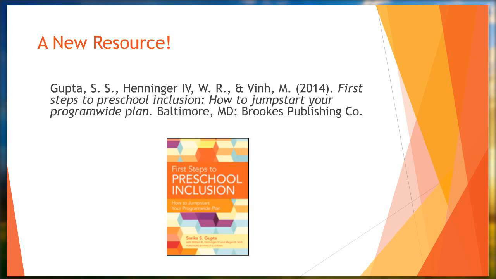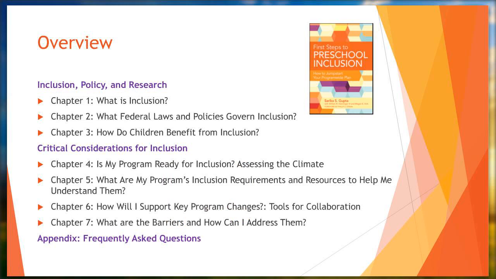So one way to do this is to use our book, First Steps to Preschool Inclusion. My colleagues Bill Henniger and Megan Vinn and I recognized the need for explicit guidance on what inclusion is, what it entails, and tips to ensure a successful startup effort. We organize the book by two sections: Inclusion Policy and Research, and Critical Considerations for Inclusion. The first section provides readers with the foundational knowledge to understand the what, the when, the why, and the how we include children with disabilities. The second section prepares individuals to systematically think about the quality of their programs and the collaborative work needed to implement inclusion. In this webinar, we've really focused on that first section.